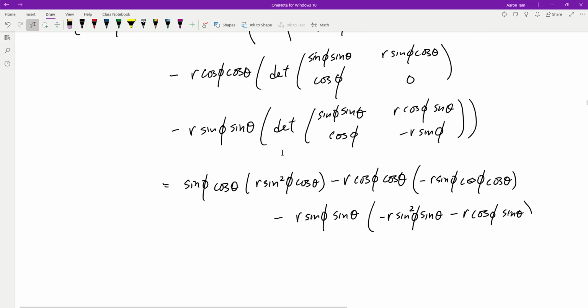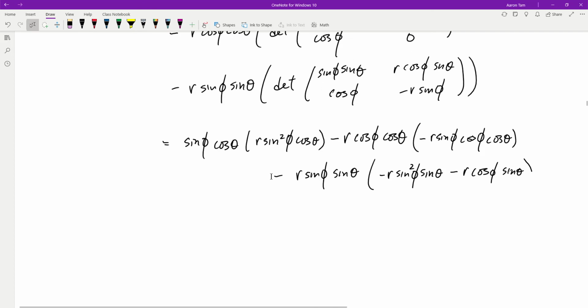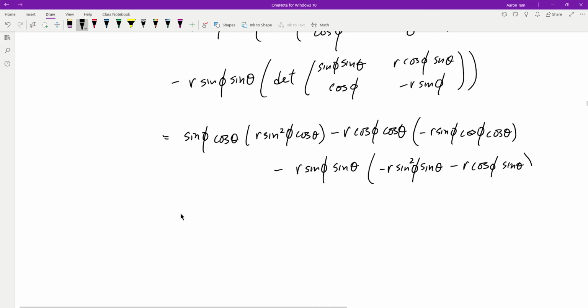So that's definitely not that pretty to look at. But you know what? Looks can be deceiving. So let's try to clean this up. Let's see what I can do if I try to clean this up.